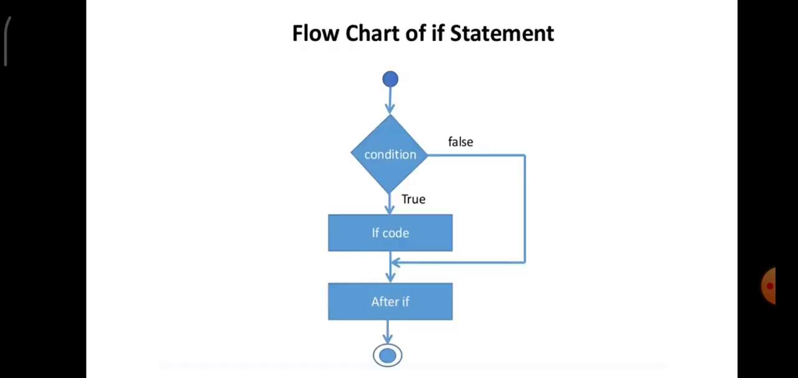Now let us see the flow chart of if statement. As you know, the flow line starts from top to bottom. It comes inside. It looks for a condition. If the condition is true, it executes the if code. If the condition is false, it goes away from the if code and it executes after if statement, and finally the statement will go out of the loop. I hope this flowchart will give you a clear picture on how the statement switches from one part to another.